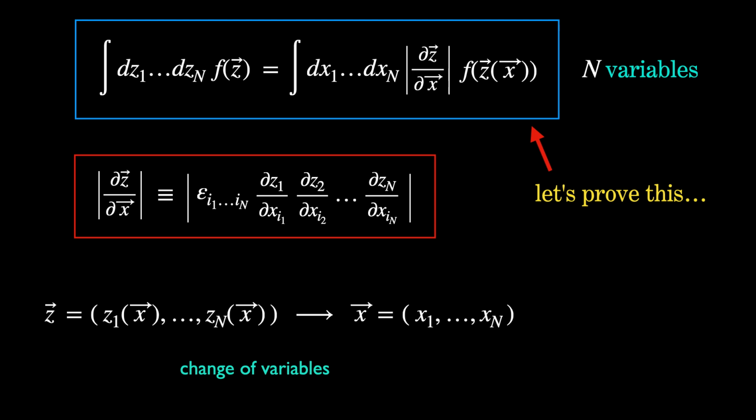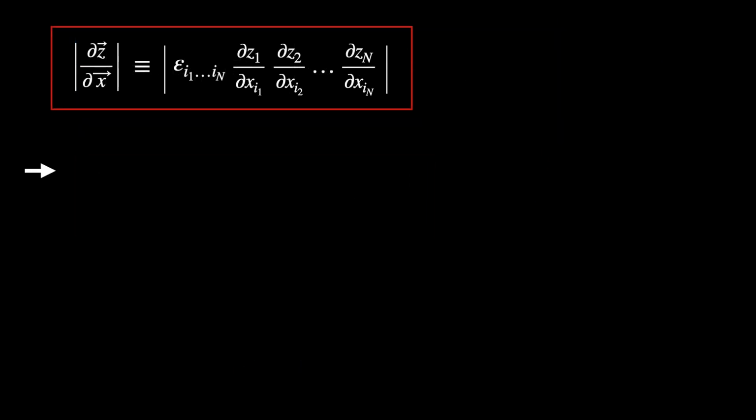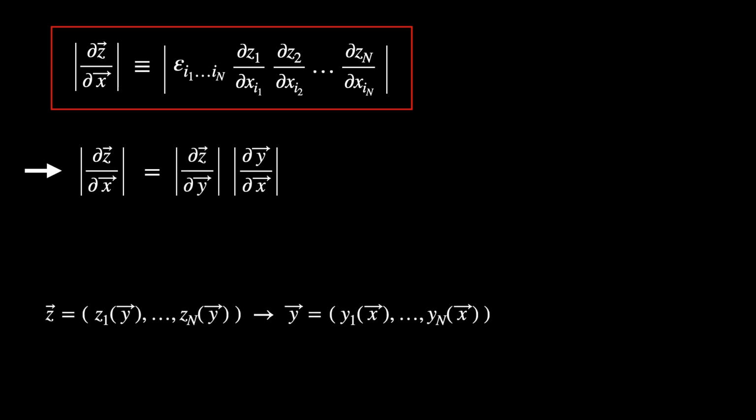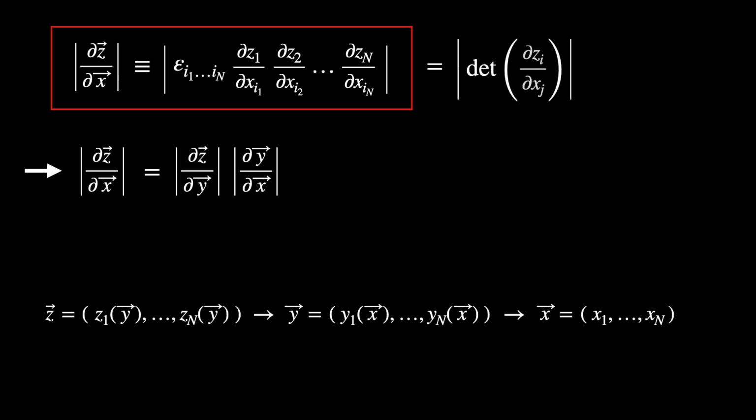Let's show that the Jacobian satisfies the chain rule, just like an ordinary derivative. The Jacobian between z and x is equal to the product of the Jacobian between y and x, and that between z and y. Recall that the Jacobian between z and x is just the absolute value of the determinant of this matrix. By the chain rule of partial derivatives, partial z partial x is just equal to the multiplication of partial z partial y with partial y partial x.